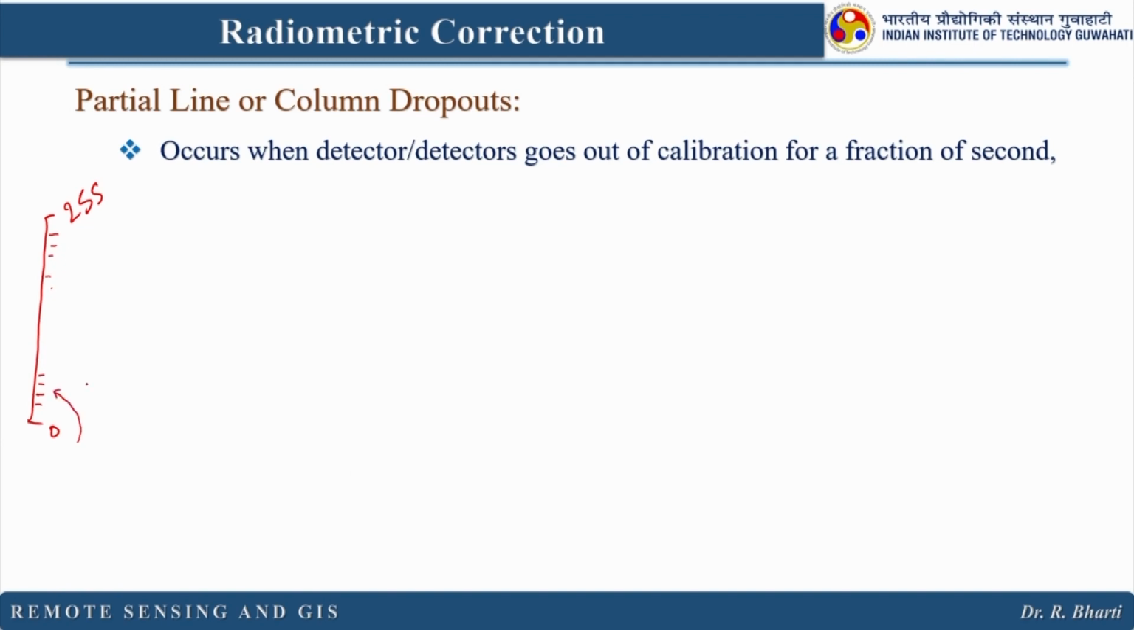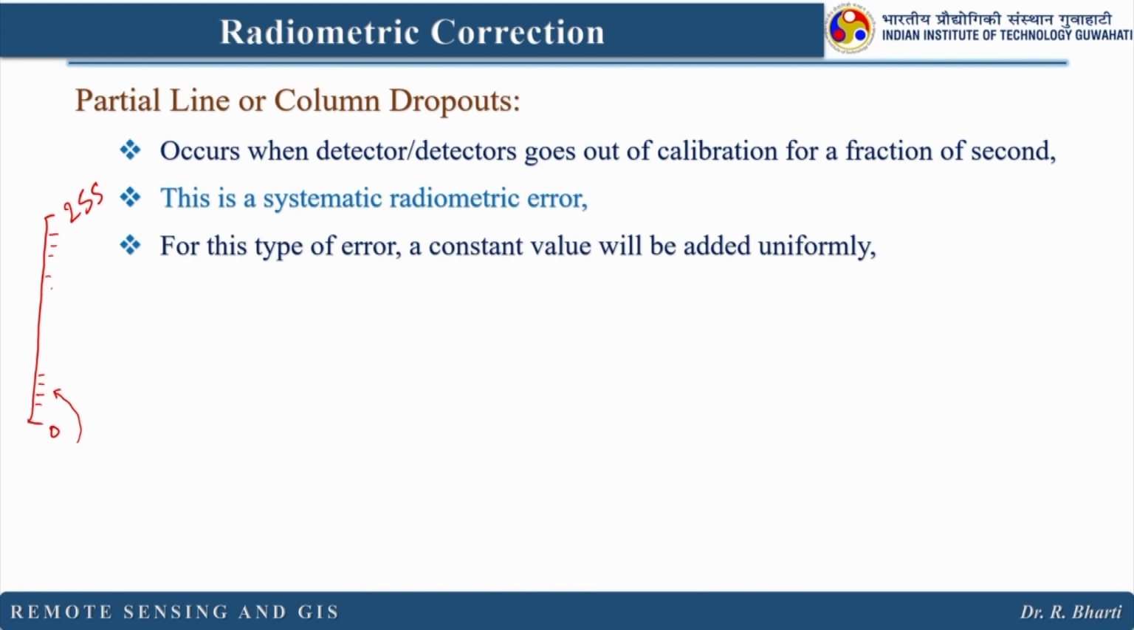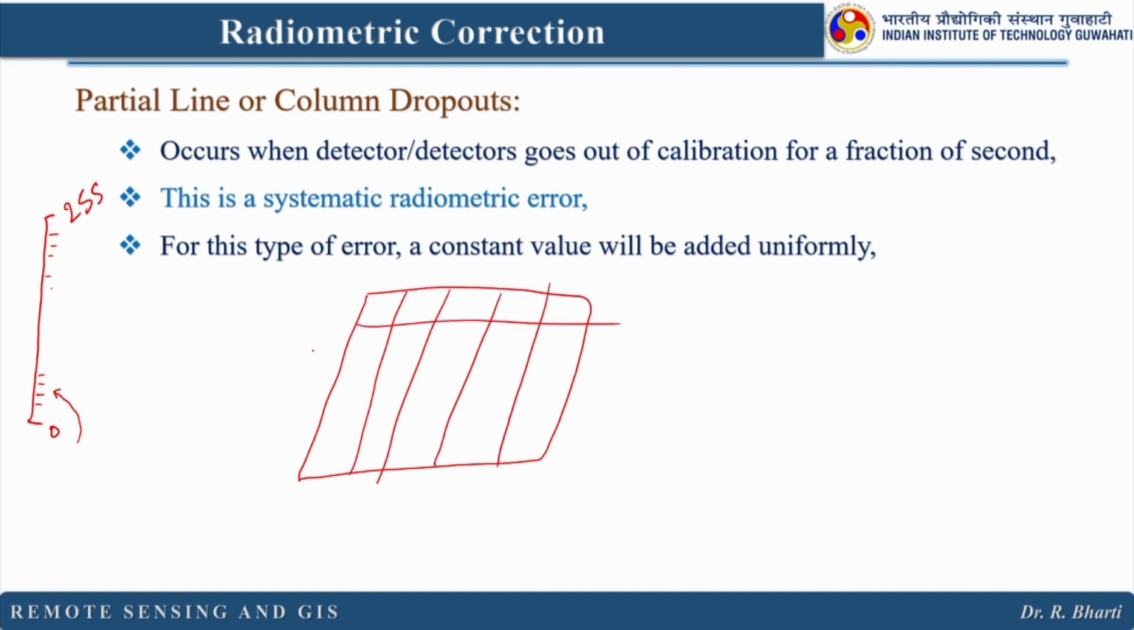So, what is happening here? There will be a change in the calibration. There will be some value, but there will be a change in the radiometric, right. So, this is a systematic error. Again, for this type of error, a constant value will be added uniformly. So, here let us assume an image with all these pixels. This is nothing but a matrix. So, what is happening? Let us put some value.